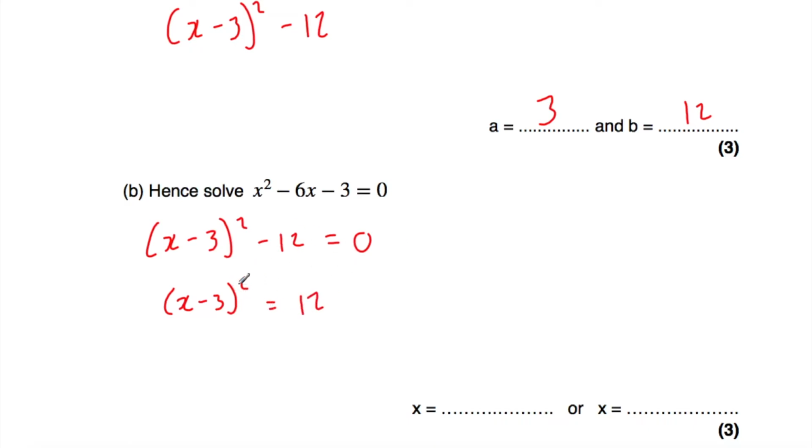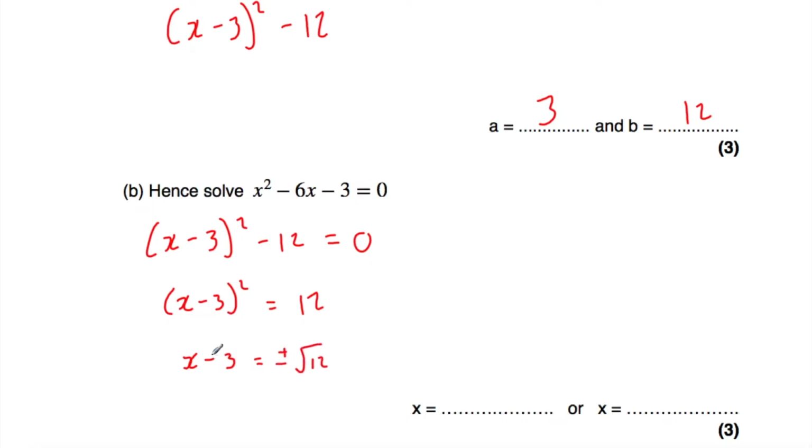Okay, now we want to get rid of the squared here, so that would leave us on the left-hand side x minus 3, and the right-hand side, well, that would be the square root of 12. But be careful, it would be root 12, but it would also be negative root 12, because root 12 squared would be 12, and negative root 12 times negative root 12 would also be equal to 12, so we're going to get plus or minus the square root of 12.